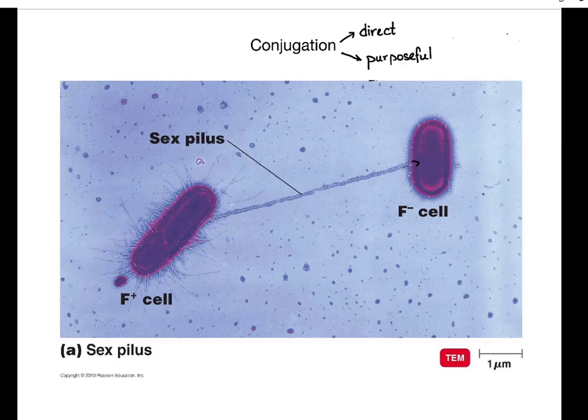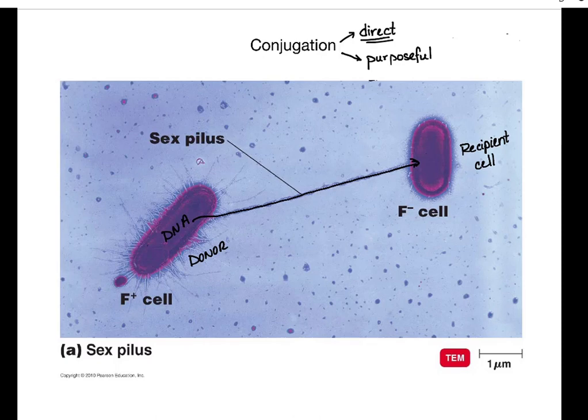So let me elaborate a little bit more on those concepts. Here we have a picture of conjugation between a donor cell that is packaging up some DNA and sending it through this conjugation pilus to the recipient cell. So DNA goes directly from the donor to the recipient, and that's what we mean by direct.